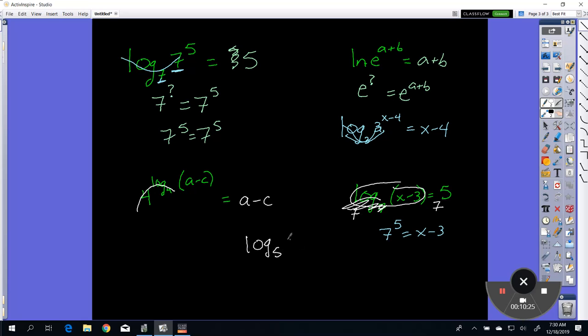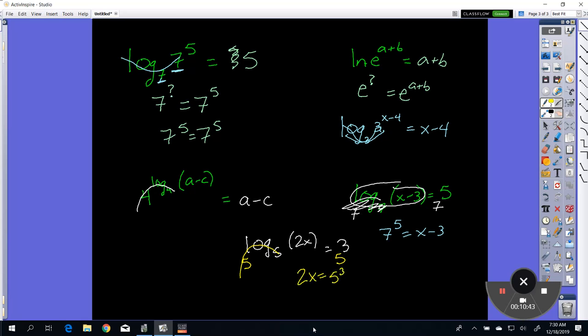If I had log 5 of 2x equals some number, again, most places will tell you to solve this by putting a 5 here and a 5 here. And then the 5 log 5 goes away, and you're left with 2x equals 5 cubed.